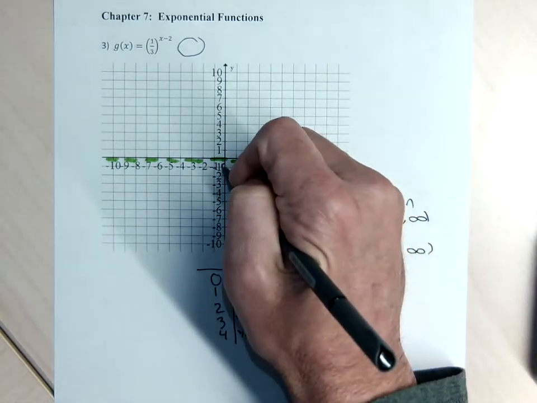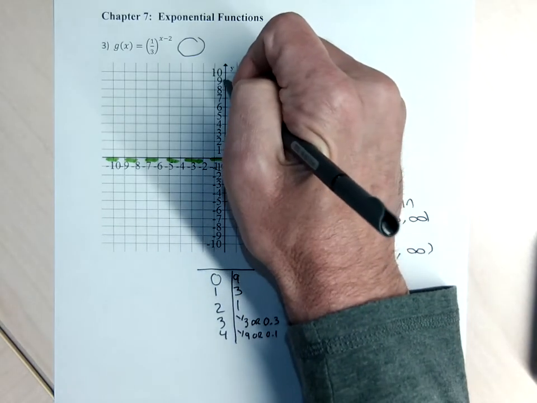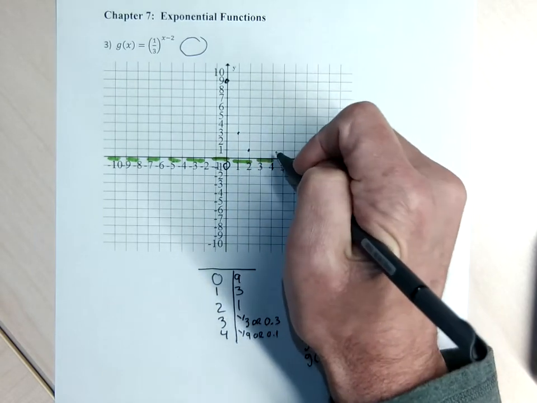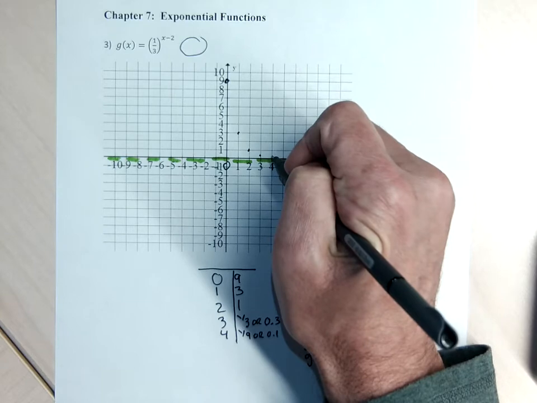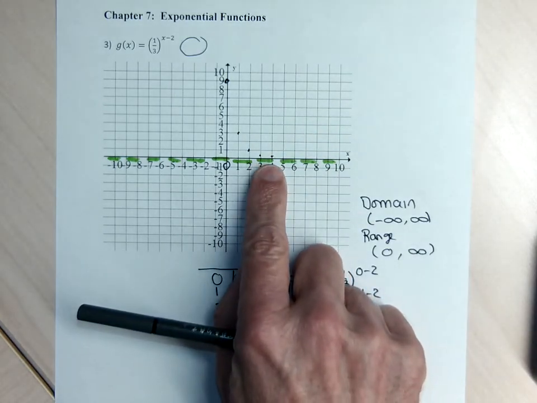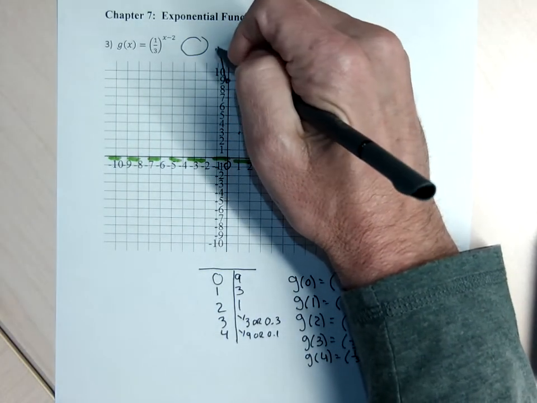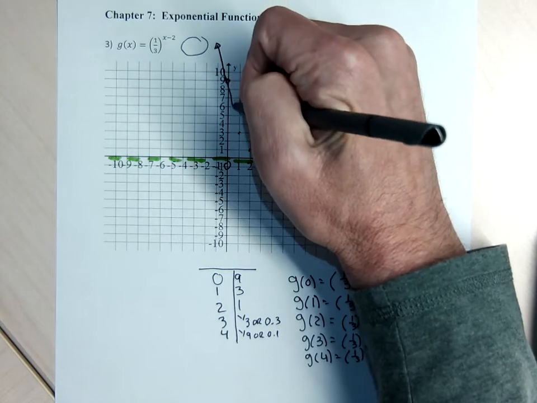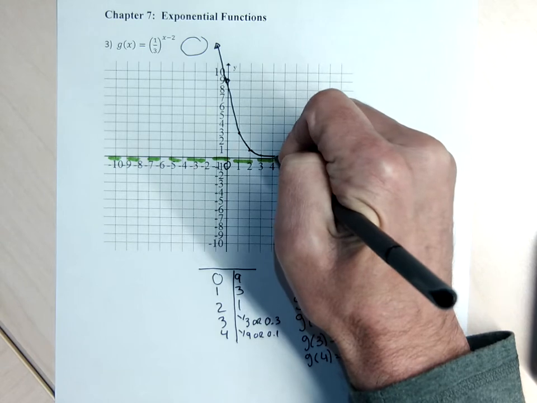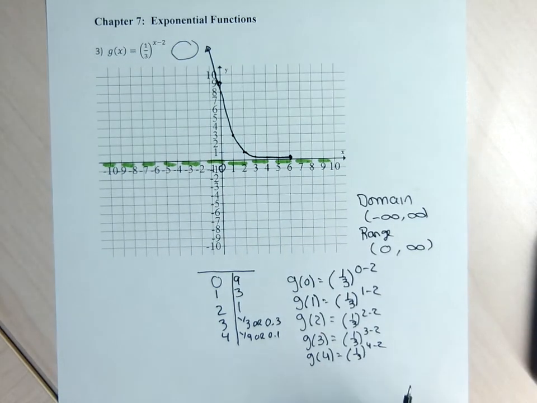The first point is 0, 9. 0 is at the origin here, then up 9. And then 1 and 3, 2 and 1, 3 and 1/3, 4 and 0.1. Those decimals get closer and closer to the x-axis, but they're always going to be above the x-axis. So I'm going to have the left side of my graph get high. My graph should go through the points, flatten out, and it should always be microscopically above the x-axis, and that's reasonable enough.